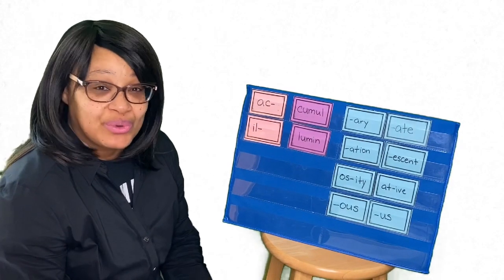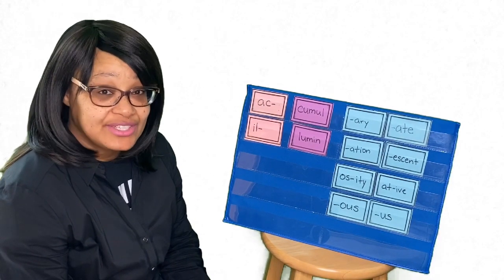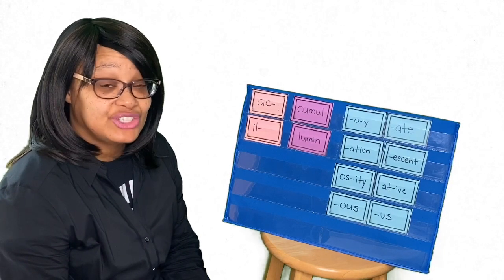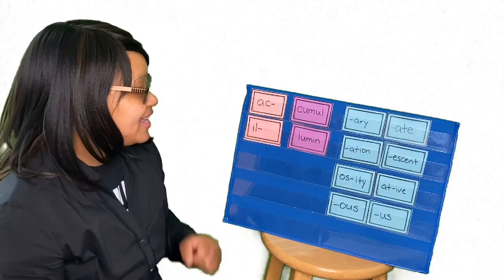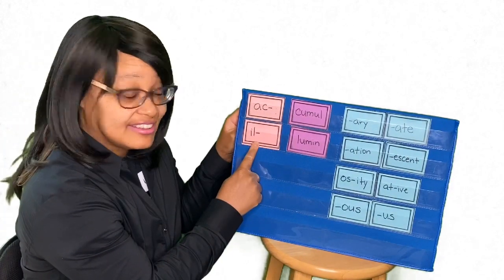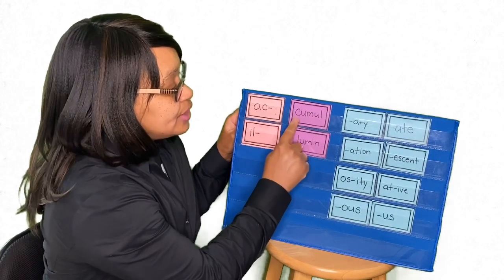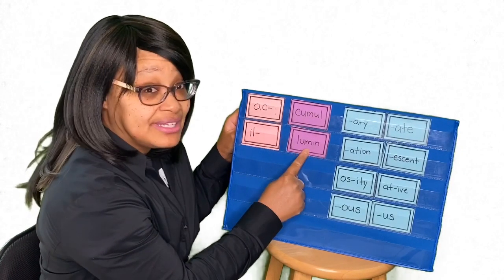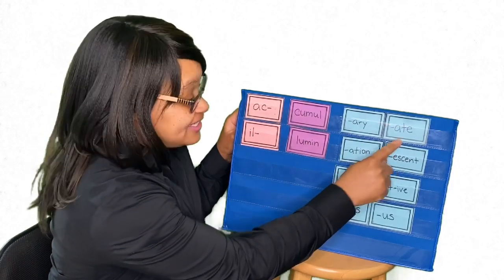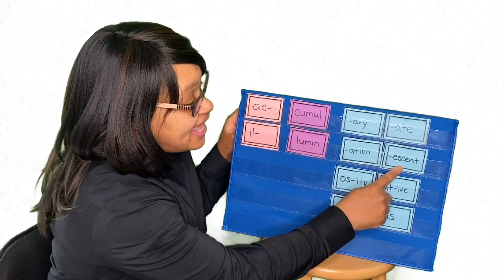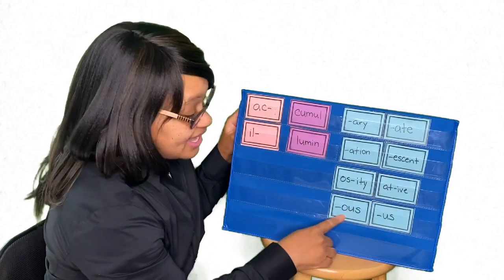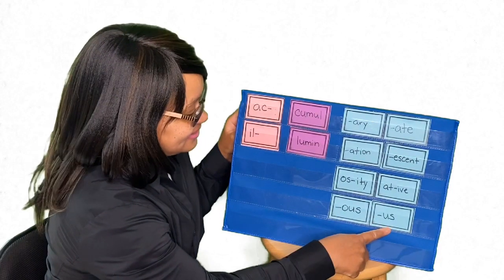And welcome back to the Word Conscious Classroom, where we are consciously and deliberately building our students' vocabulary knowledge and word consciousness. Today, we're working with the prefixes "ac" and "ill", the roots cumul and lumin, and the suffixes "ary", "ate", "ation", "escent", "osity", "ative", "us", and "us".